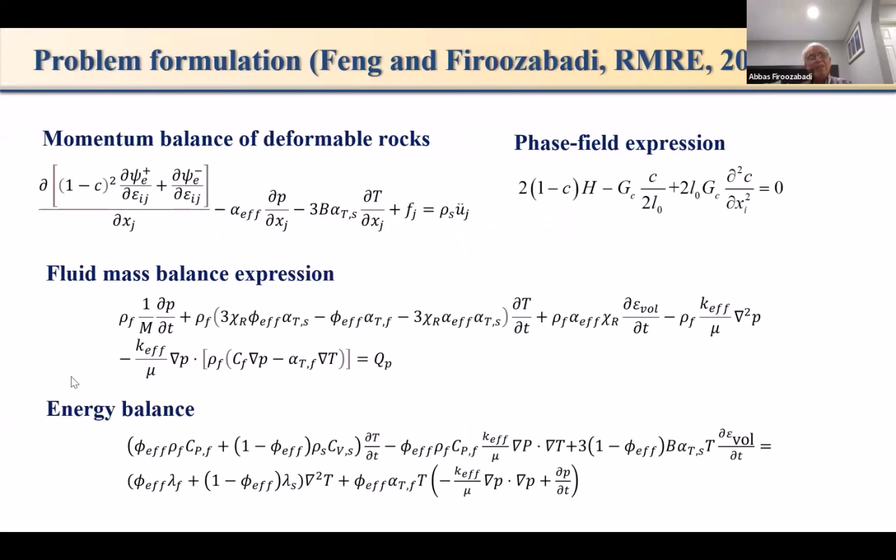If we do that, we get the momentum balance, which is related to the displacement of the rock. We get the phase field, which I went through too quickly. This is the phase field parameter, which is going to tell us where we have the fracture or where we have intact rock. Then we get the fluid mass balance. We have a deformable media, so there is going to be a thermal effect. So this is the fluid mass balance. If I make it isothermal and remove the stress effect, it becomes much simpler. And I have an energy balance, basically because of heat transfer. So we have 4 sets of equations.